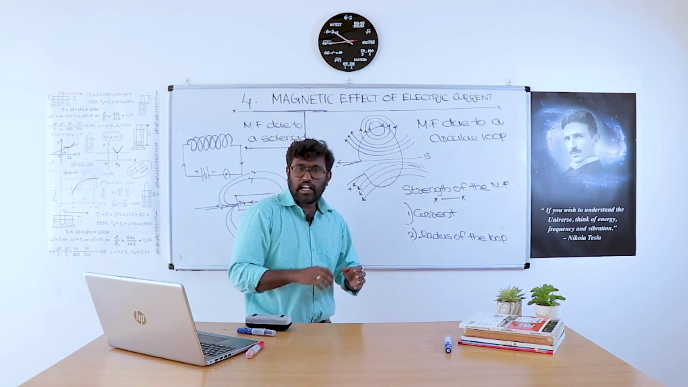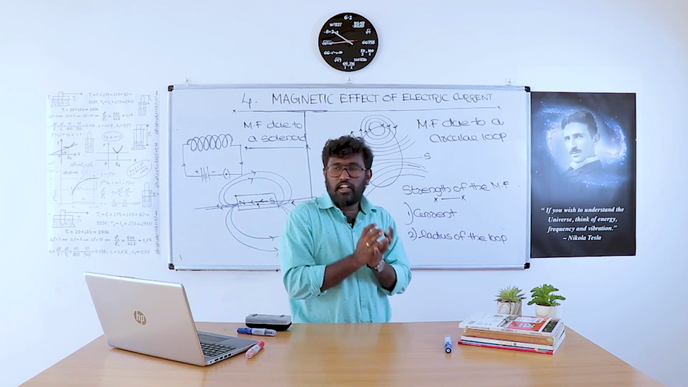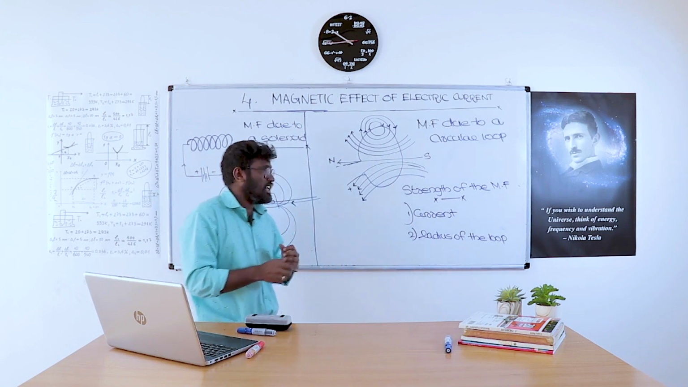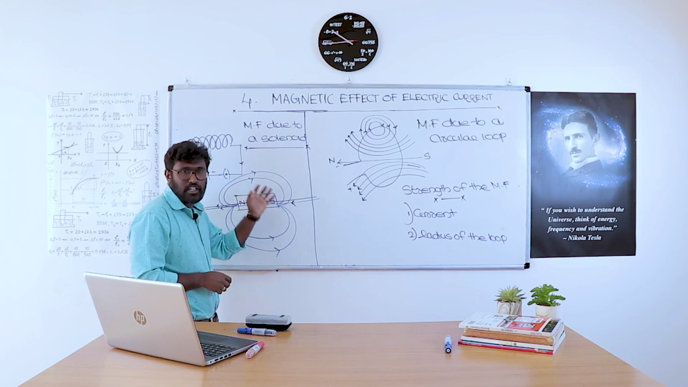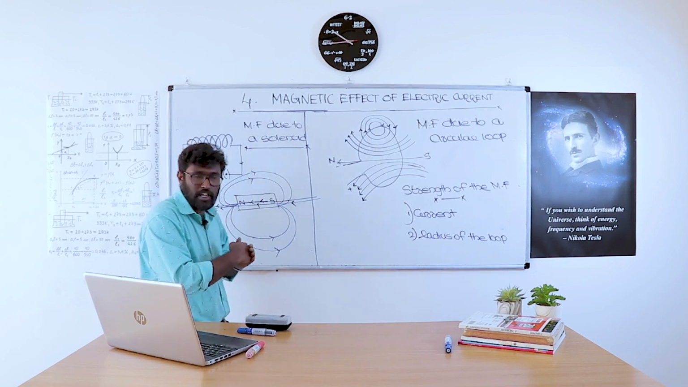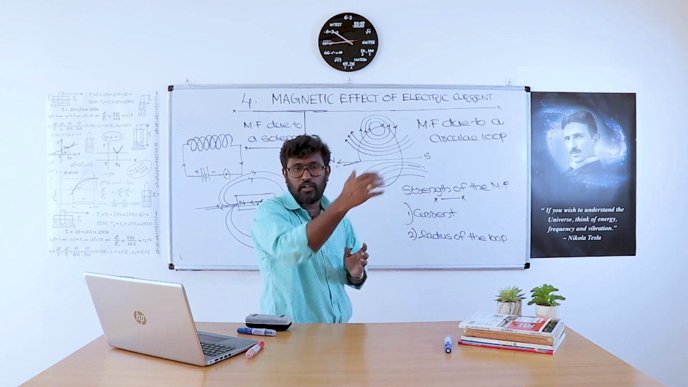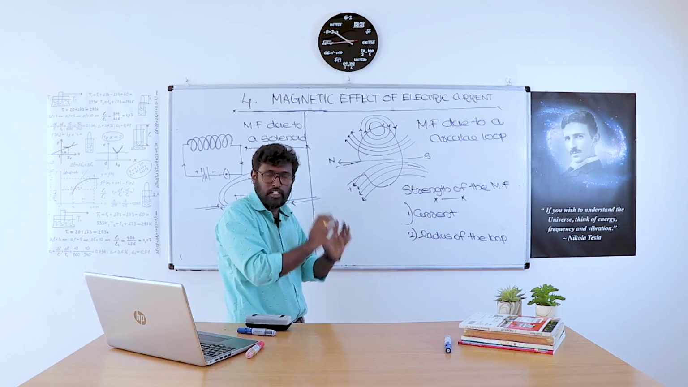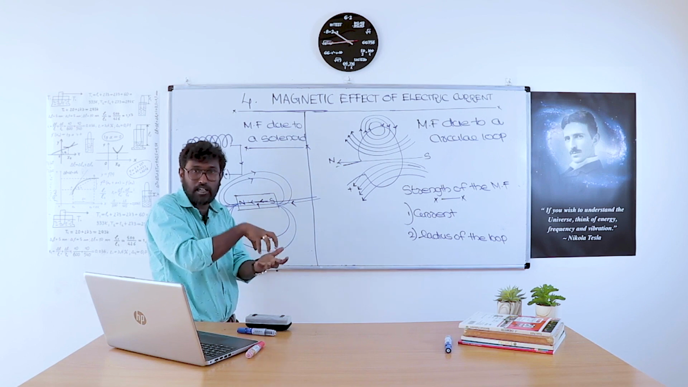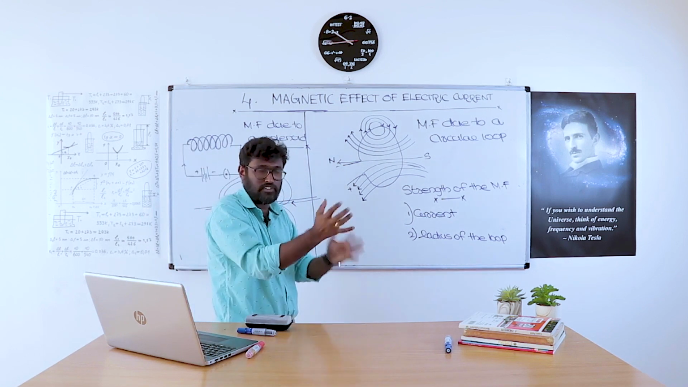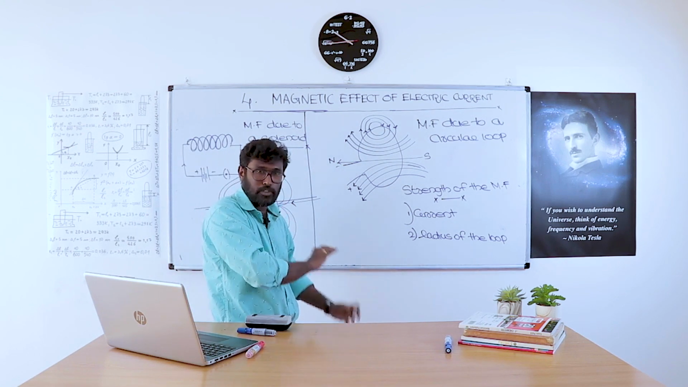So whenever current is passing through a solenoid, that solenoid will act as a bar magnet, and the magnetic field lines through a bar magnet are like this. Outside the bar magnet, the direction of the magnetic field line is from north pole to south pole, as we all know that the magnetic field lines originate from the north pole and terminate at the south pole. But inside the bar magnet, the direction is reversed, from south pole to north pole.